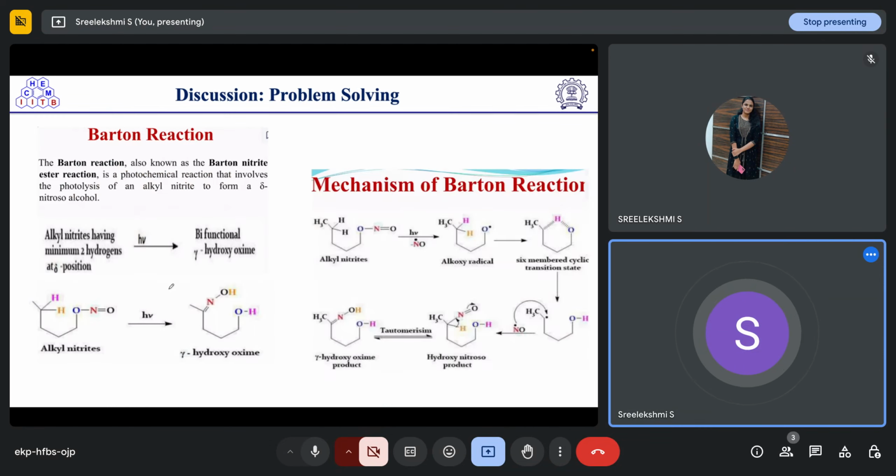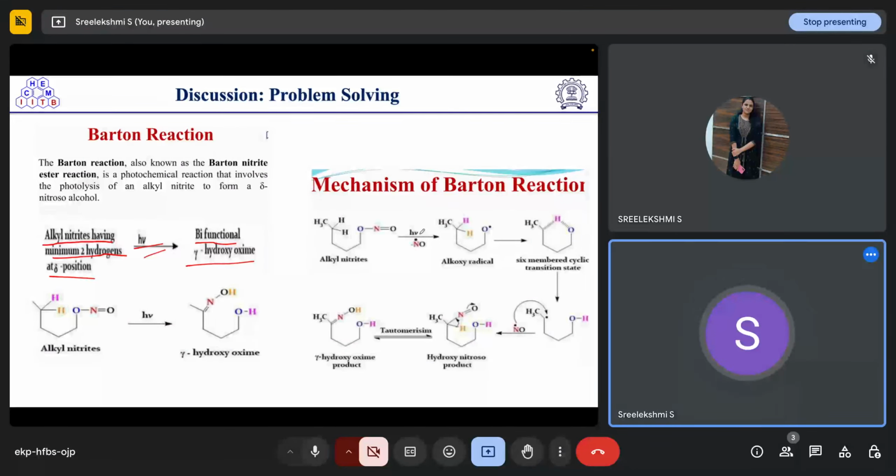Moving to the next reaction, which is the Barton reaction. So the Barton reaction is a photochemical reaction where the alkyl nitrite has a minimum of 2 hydrogens at the delta position. An example is given here, which upon this photochemical exposure, this bifunctional gamma-hydroxy oxime is formed. So we will see how it is happening.